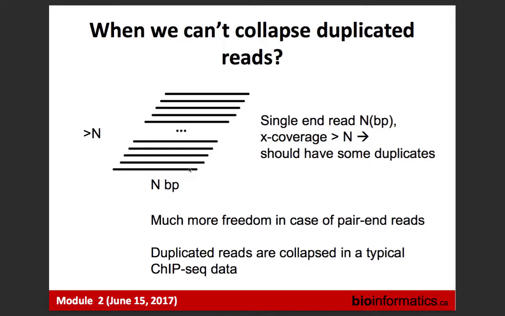duplicated read. But on the other hand, with a paired-end experiment, because we have flexibility between two ends, we have a start of one read and the start of another read, and the chances to have a duplicated fragment are nearly zero in a ChIP-seq experiment. So the current practice is that we collapse those duplicated or multiplicated fragments and just don't consider them.